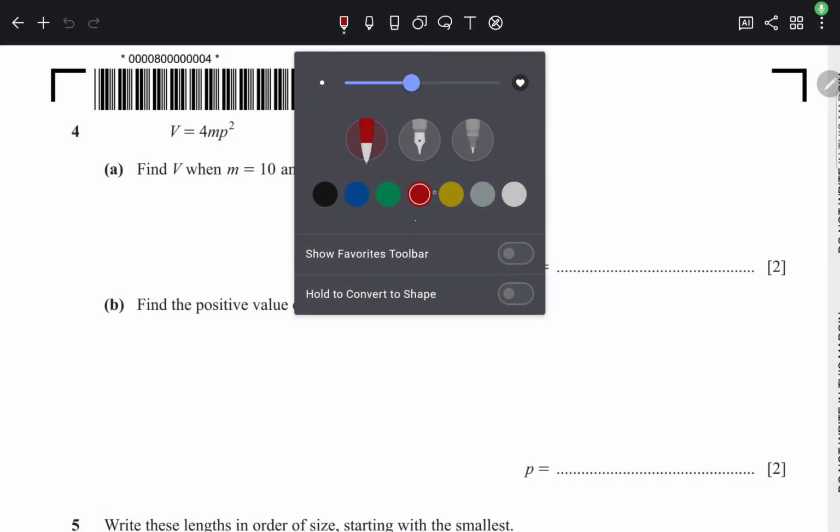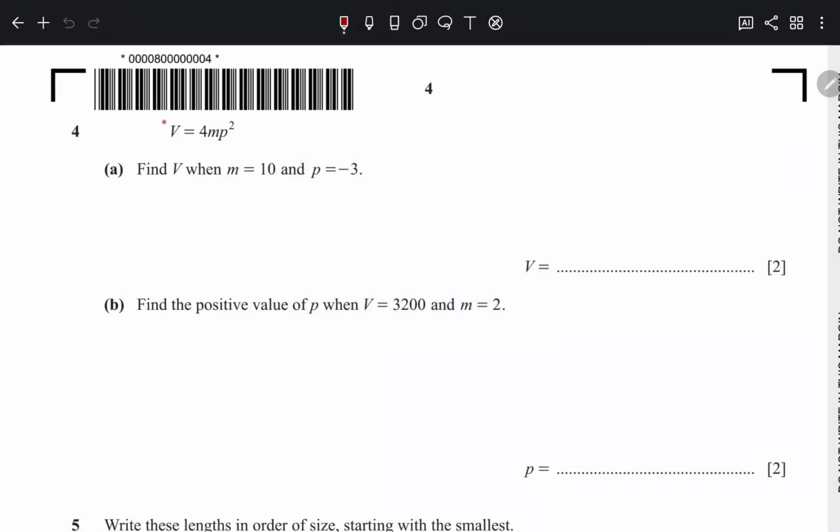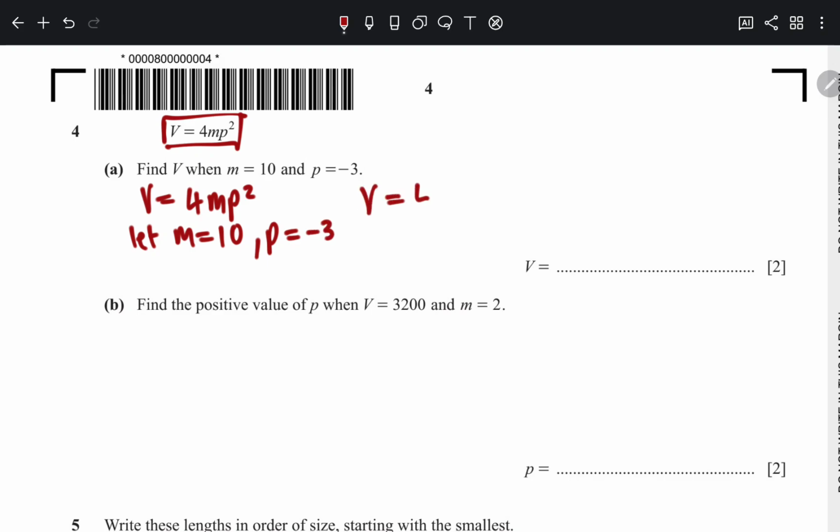So now we are doing question 4. It says this is the equation. Now they said find V when M is 10, P is 3. So you're going to say V is equal to 4MP squared. And you're going to say now let M be equal to 10 and P be equal to negative 3. So you're going to say V will be equal to 4 by 10 by negative 3 all squared, which is equal to 9. Because negative 3 all squared is 9.